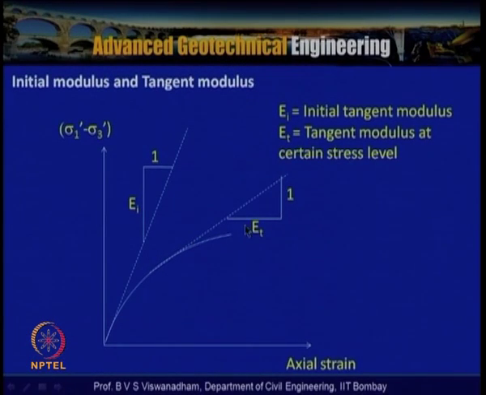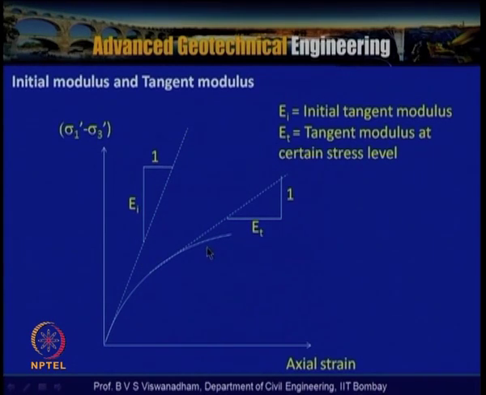The initial modulus is drawn for the initial portion of the curve where the soil stiffness is high, and the tangent modulus is drawn as shown here, Et, with horizontal one and vertical one. At a certain stress level we draw the tangent. The initial tangent modulus is the tangent drawn for the initial portion of the curve.